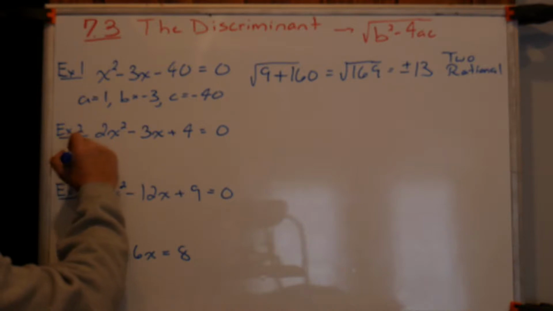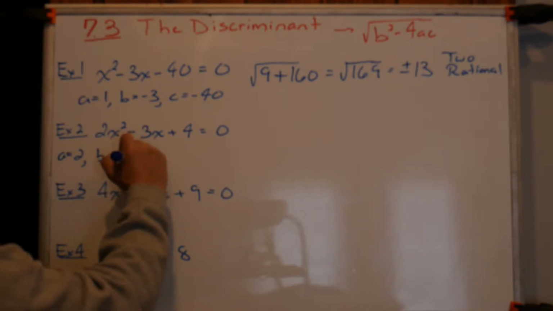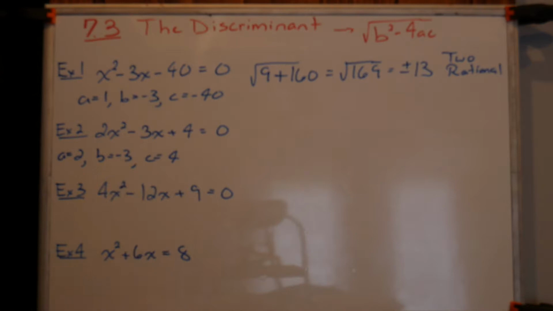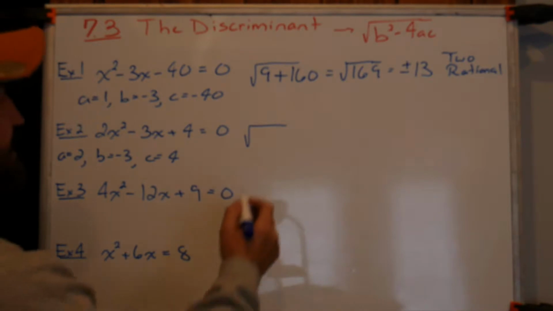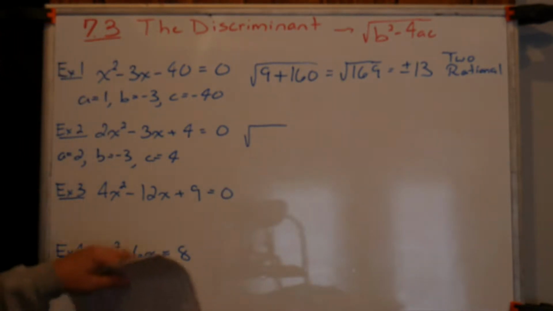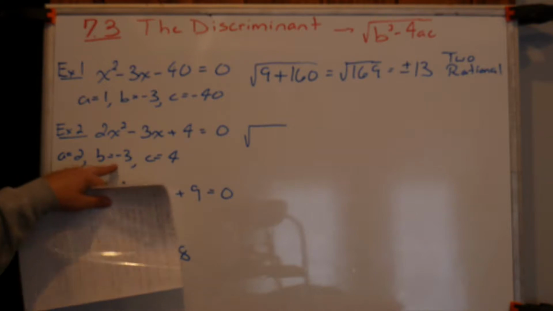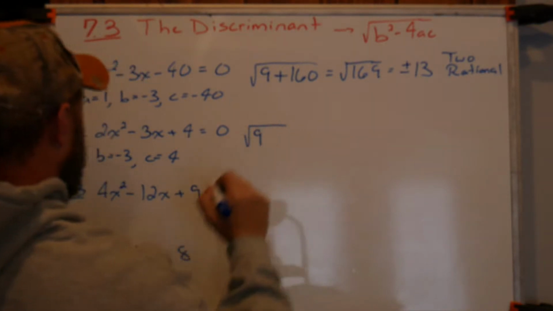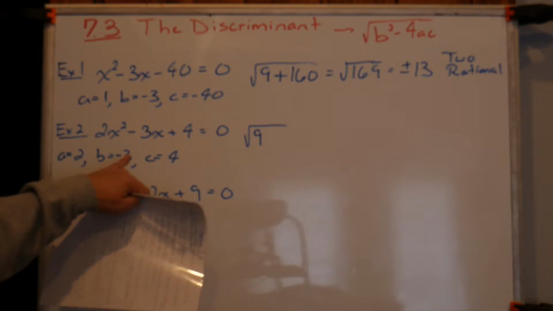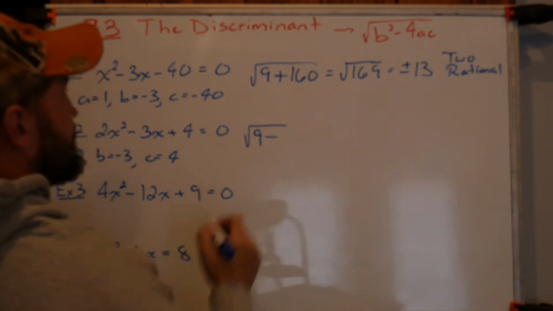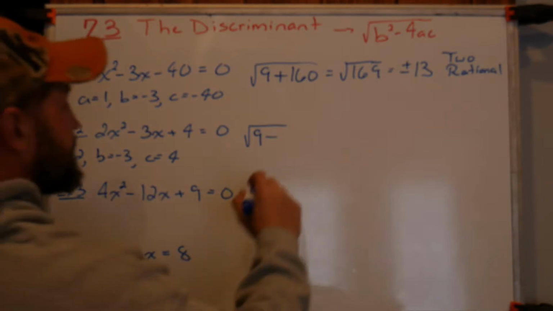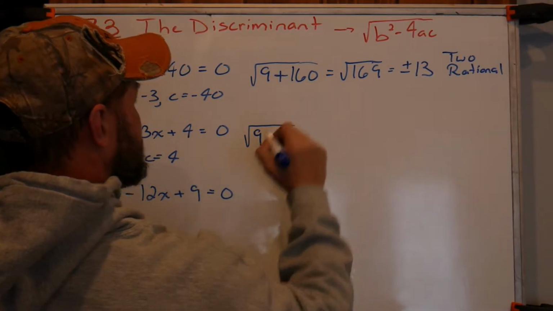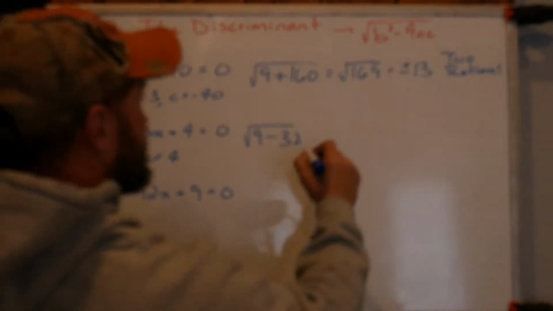This one, our A is 2, B is -3, and C is 4. So we do the same thing. Again, only concerned with the discriminant, this piece under the radical symbol. So I have B squared. So again, I have 9. They like that. So I have 9, and then minus 4AC. 4 times A, which is 2, is 8, times 4 is 32. Those are both positive. So 9 minus 32.